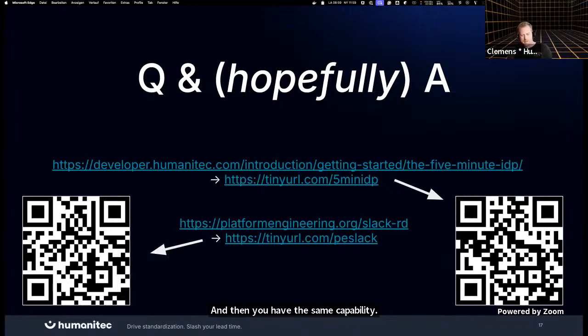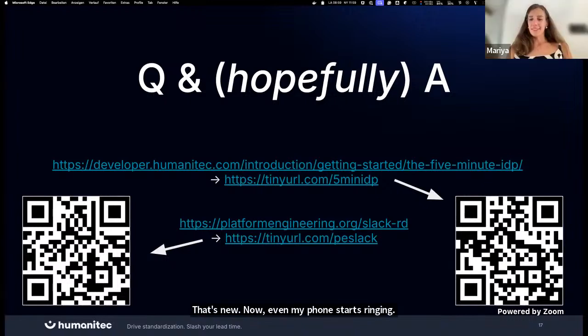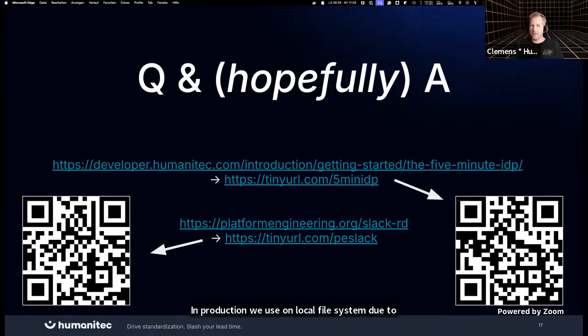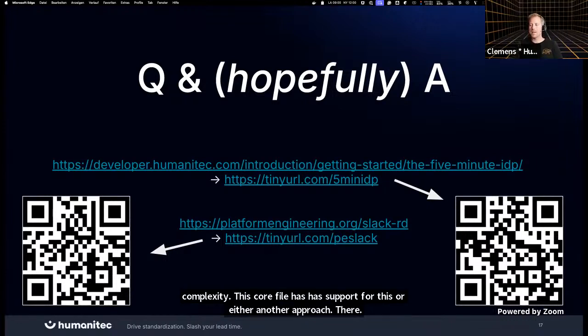On the development environment, we often use a simplified version of some services, for example, cache. In production, we use Redis. On local, we use a file system due to complexity. Does the Score file have support for this, or is there another approach there? I would say the Score file.